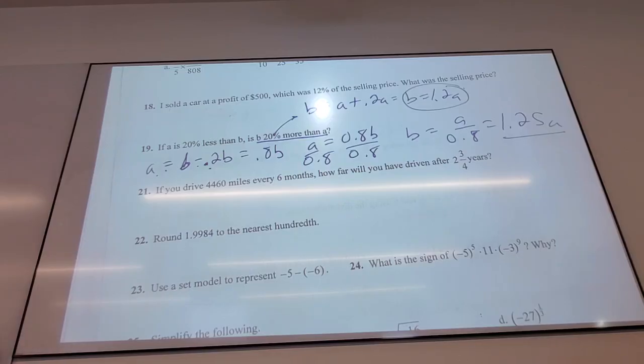Because a percentage, 20% does not equal 20%. 20% of B is more than 20% of A, because A is smaller than B. Okay, I'm going to stop. The more I say, the more confusing it's going to get.